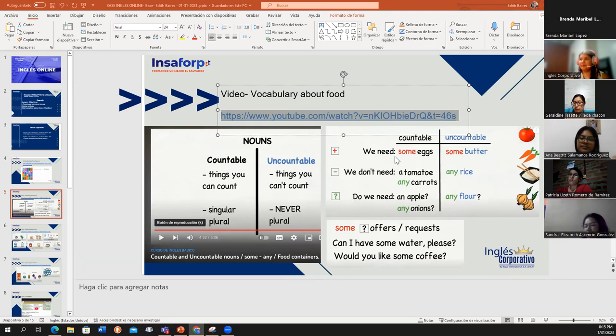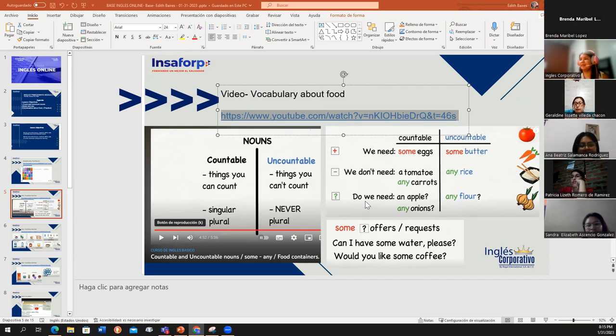Aquí tenemos un ejemplo. We need... Es positivo, ¿ok? We need some eggs. Estos son contables. Y como no contables, también podemos decir, we need some butter. Eso es positivo. Negativo: we don't need any carrots, or we don't need any rice. There you have the examples.